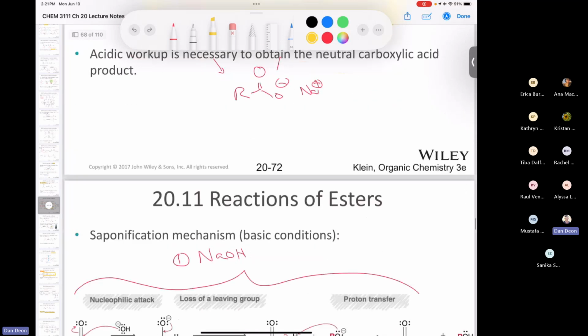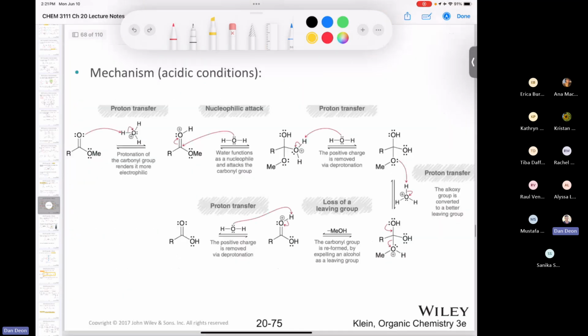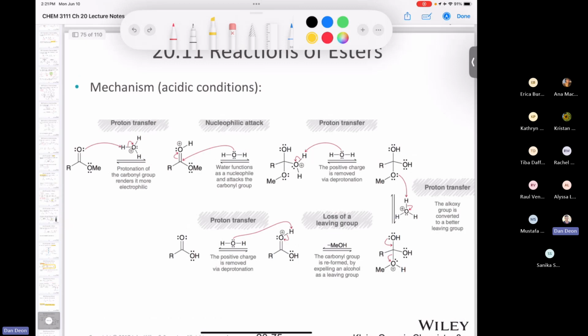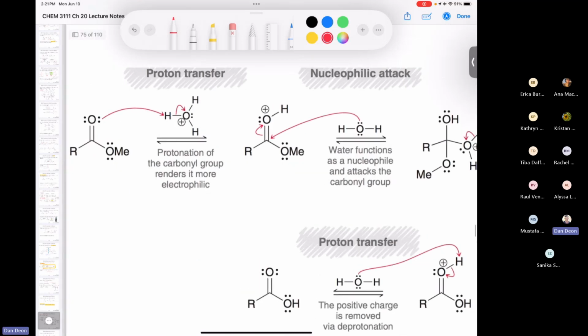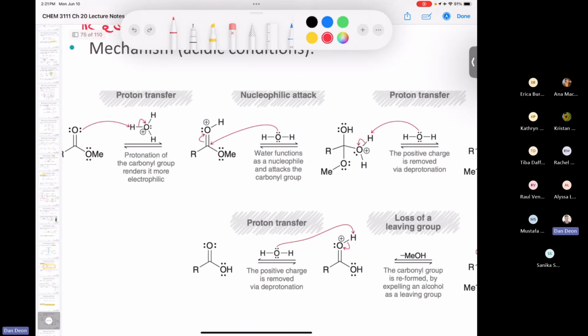I promise you, okay? So if you go over here and take a look at the mechanism, you'll see that this mechanism is the reverse of Fischer esterification. So I'll even write it here: reverse of Fischer is all this is, right? You have a proton transfer to make an oxonium. Now water is going to be in excess.